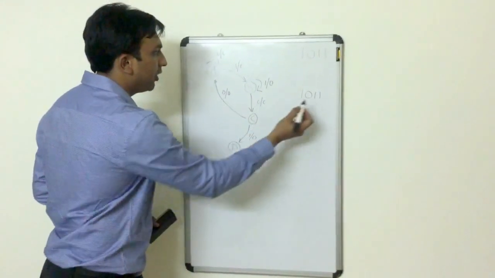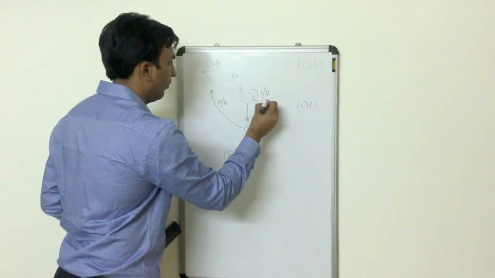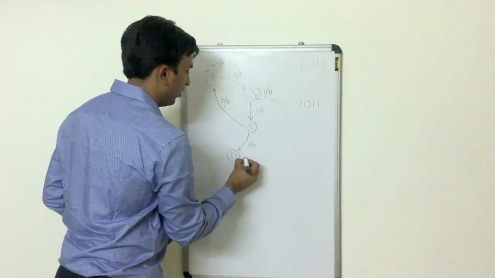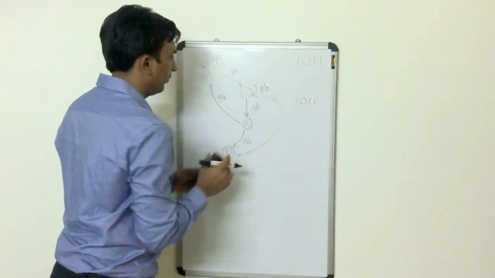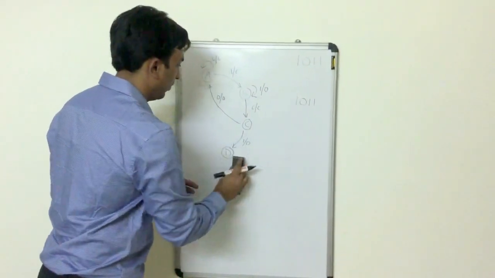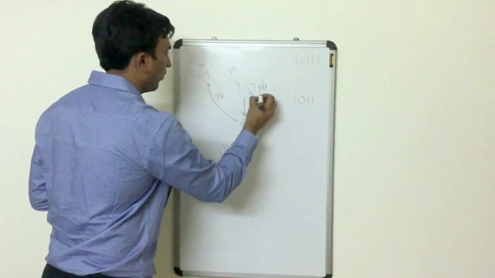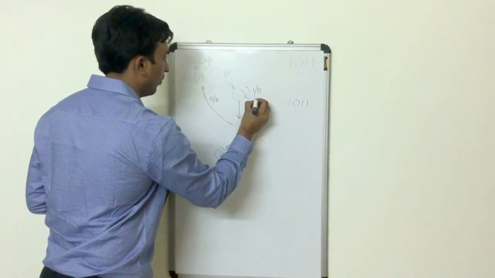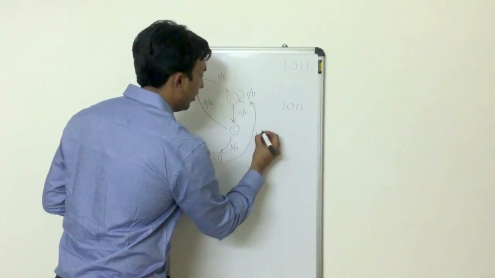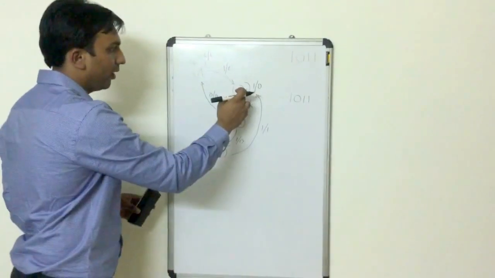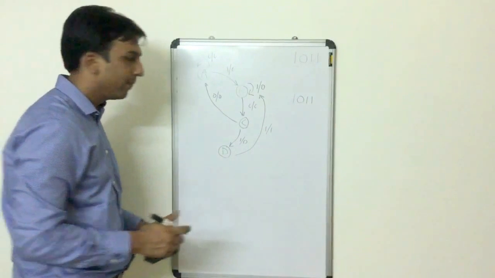So the state where 1 was detected was state B. So we will move to state B. Input is 1 as well as output is 1. And from here we will wait for 0 to come, so we can move consequently to state C and D.